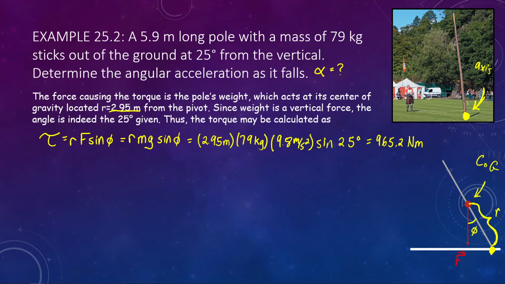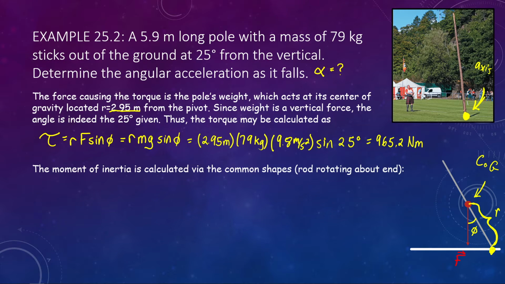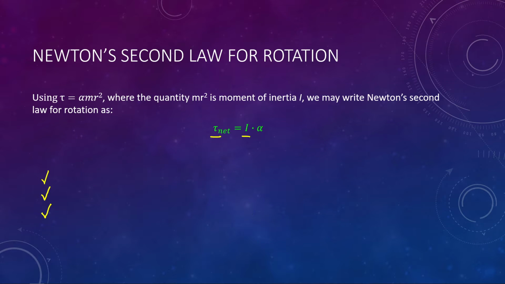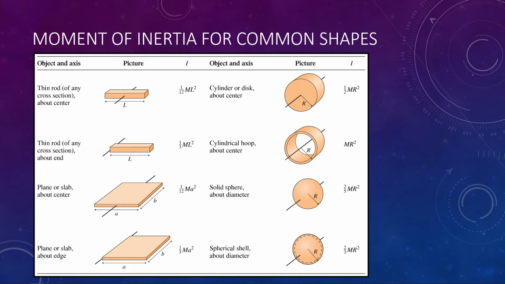Calculate the moment of inertia. Well, this is a common shape. This is a rod that is rotating about its end. So we need to use a moment of inertia equation from our common shapes table. This is a rod that is rotating about its end, so we're focused on this object here, a rod rotating about its end, which means we're going to be using this equation: 1/3 m times the length squared.